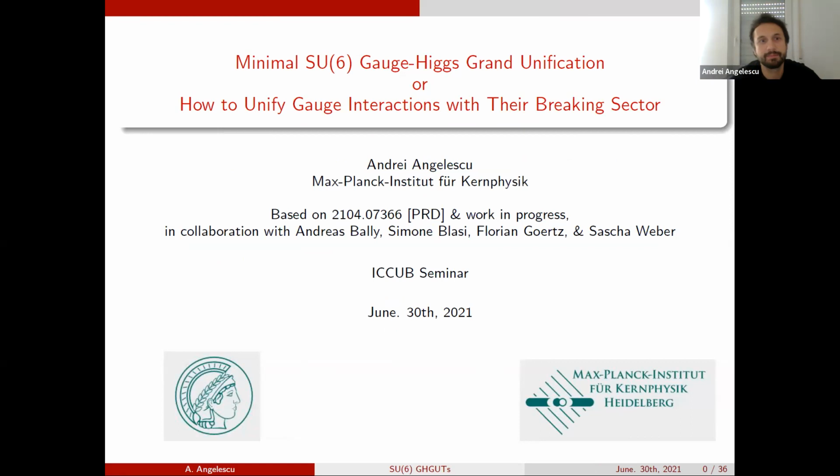Today, I'll try to show you, as the title says, a way to unify gauge interactions together with the breaking sector by going to an extra dimensional model where you are in five dimensions. In a few words, the basic idea is that since you're in five dimensions, a gauge field will have five components. The first four of them are the usual gauge bosons we see in real life, so to speak, whereas the fifth one behaves like a scalar from a 4D point of view. So with this idea, you can play around and unify gauge interactions together with the Higgs.